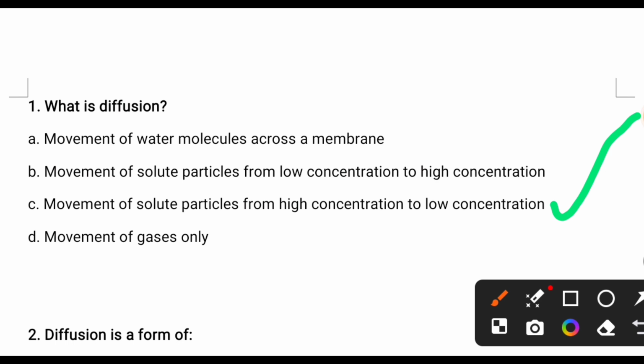Diffusion is nothing but the movement of ions or molecules from a region of higher concentration to a region of lower concentration until equilibrium is obtained. Exactly this is opposite to osmosis, but here no permeable membrane is present. No membrane is associated.